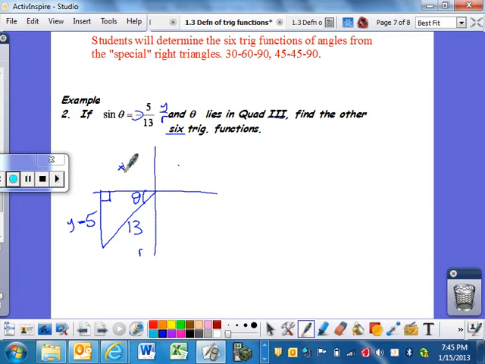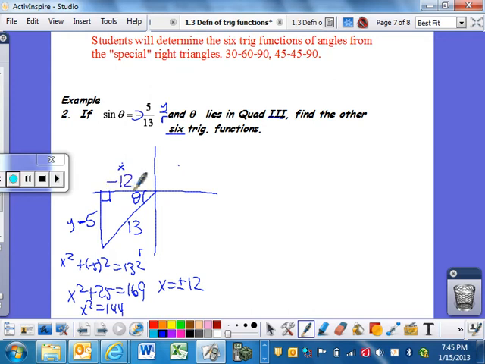I need to find my x in order to do the rest of it. So I'm going to use Pythagorean theorem. X squared plus the negative 5 squared equals 13 squared. X squared plus 25 equals 169. Subtract it. X squared equals 144, which means x is plus or minus the square root of 144, which is 12. Is it the positive or negative one? You have to think about it. Where am I located? The x value, I'm to the left. So it needs to be the negative 12.